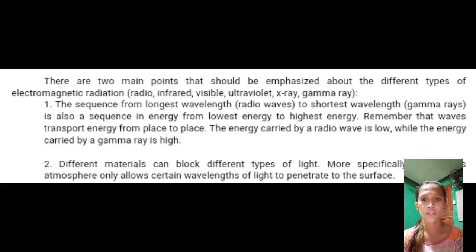First, the sequence from the longest wavelength, the radio waves, to the shortest wavelength, the gamma rays, is also a sequence in energy from lowest energy to highest energy. Remember that waves transport energy from place to place. The energy carried by a radio wave is low, while the energy carried by a gamma ray is high. Second, different materials can block different types of light. More specifically, the Earth's atmosphere only allows certain wavelengths of light to penetrate to the surface.